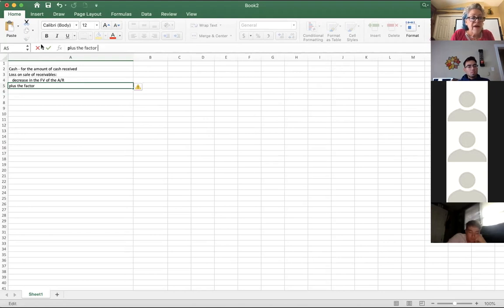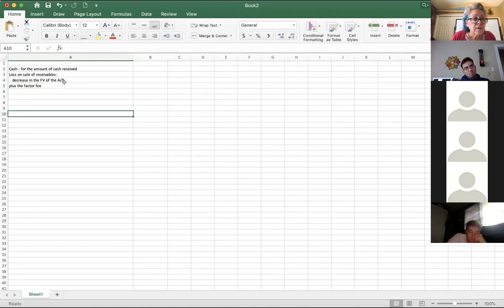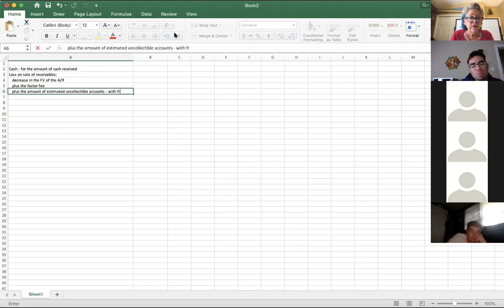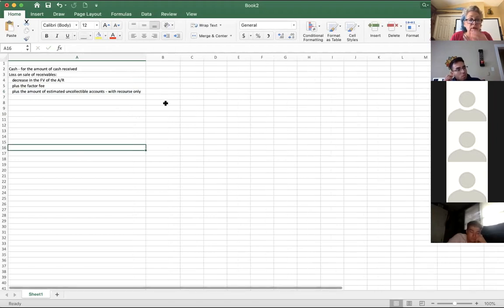Plus the factor fee, and also plus the amount of estimated uncollectible accounts. And this is when we have contracts with recourse. So this will be for contracts with recourse only.